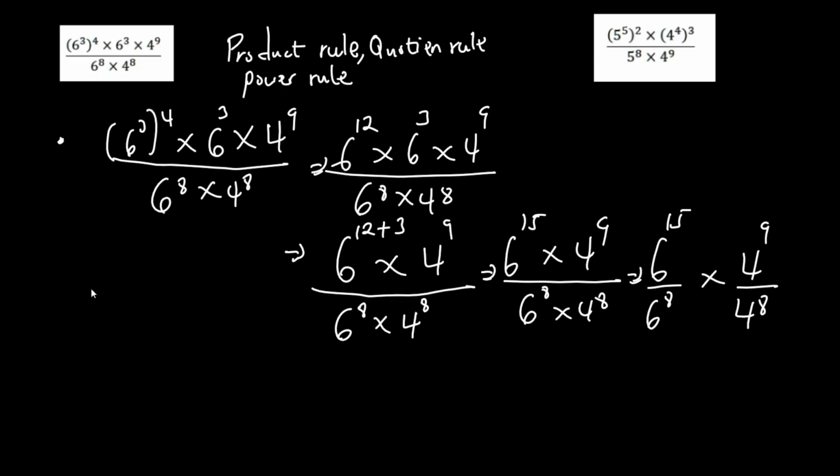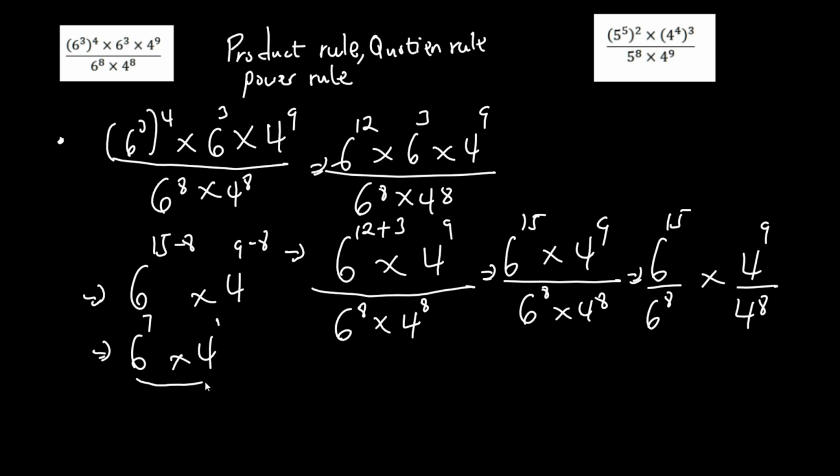Now the quotient rule or law says that when we have the same bases, we subtract the powers. For the product rule, we add the powers, but for the division law or the quotient rule, we subtract the powers. Since we have the same base, I'm going to write 6 raised to the power 15 minus 8, times 4 raised to the power 9 minus 8. 15 minus 8 is 7, so 6 raised to the power 7 times 4 raised to the power 1. Basically, this is our answer.